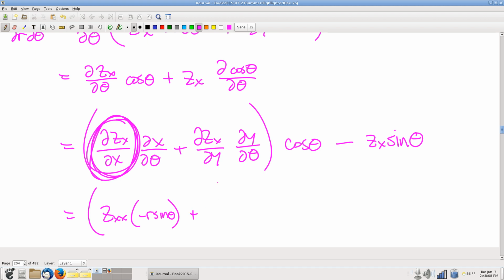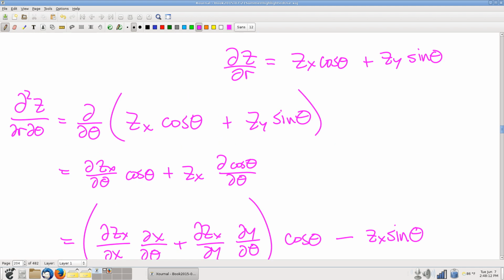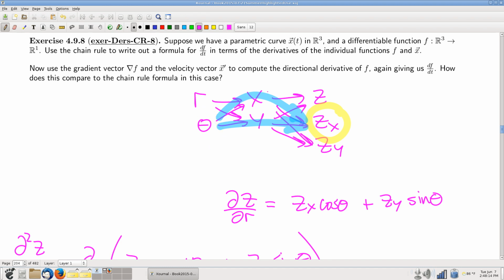Okay. Partial of zx with respect to y. All right, well, we'll come back up here. Partial of zx with respect to y. Well, again, fine. That's just zxy. There's no chain rule there. Zx is a function of x and y, so it's partial with respect to y. No problem.